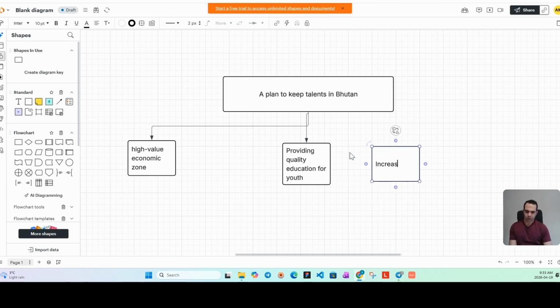Increasing contribution of people in operating the country. So this one could be another approach.